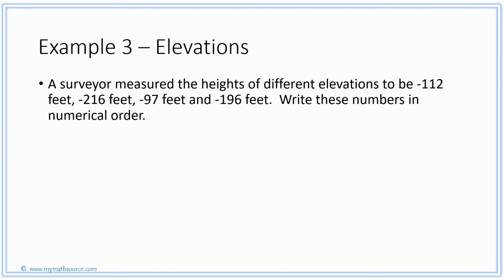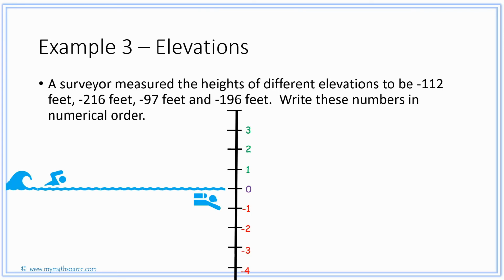All right, the last question that we're going to do here as an example is dealing with elevations. So this question says a surveyor measured the heights of different elevations to be negative 112 feet, negative 216 feet, negative 97 feet, and negative 196 feet. Now, what that is referencing, something that may help us out using a graphic, is what we call sea level. So when you see negative something feet in terms of the elevation of a city or town, it's actually referring to where it's located in terms of sea level.